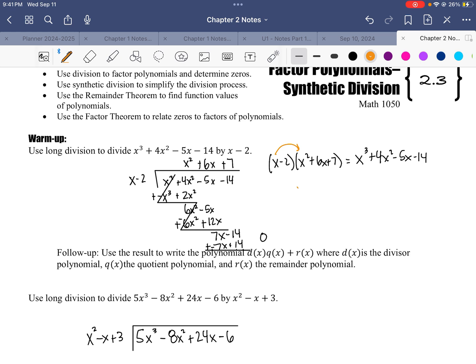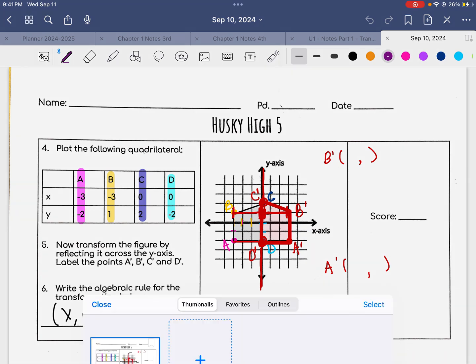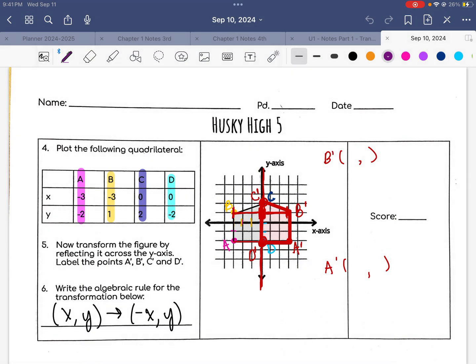So I do x times x squared, which is x to the third. And then x times 6x, which would give you 6x squared. And then x times 7, which would give you 7x. But then you also have to do negative 2 times x squared, which will give you a negative 2x squared. And you'll notice that I put it down below. I don't keep going out here like a lot of teachers do, which is fine if that's how you choose to do it. How did I lose this?